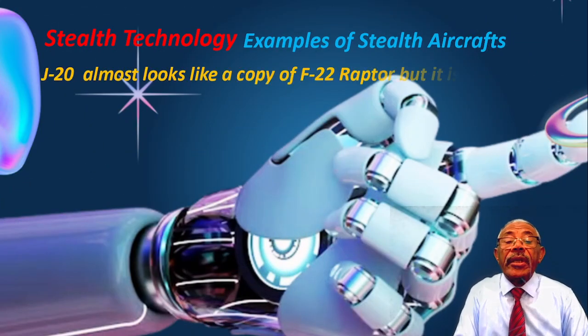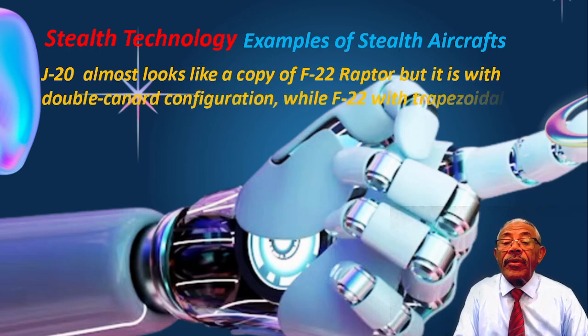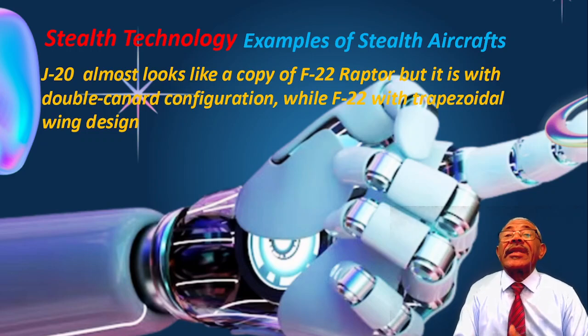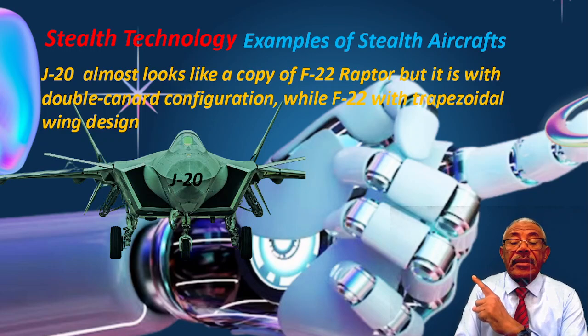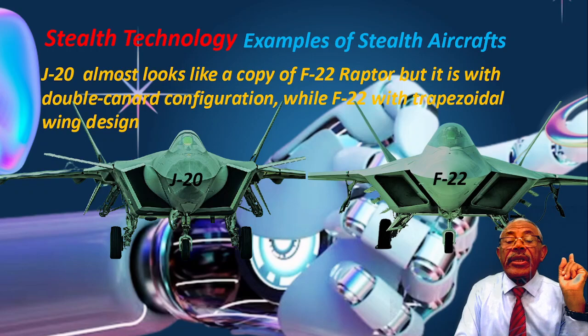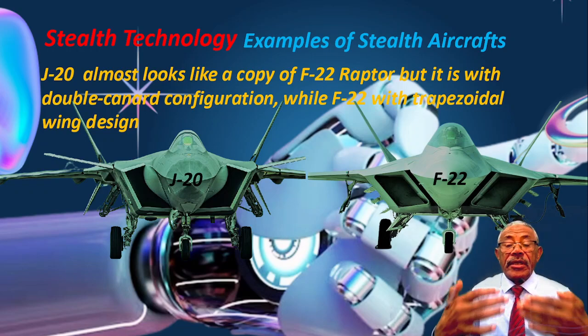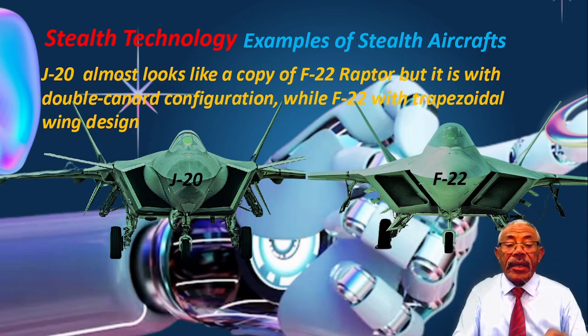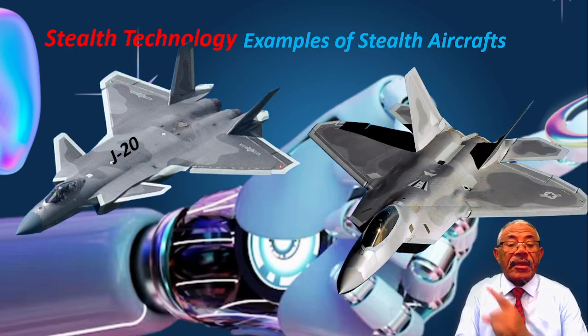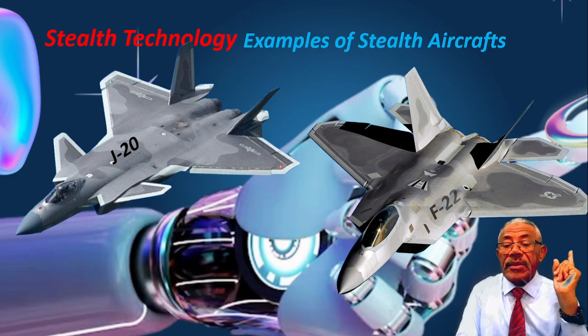The Chinese J-20 almost looks like a copy of the F-22 Raptor, but it has a double canard configuration, while the F-22 has a trapezoidal wing design. This is the Chinese J-20 and this is the USA F-22. From the front elevation they look alike, but they differ in configuration. This is the J-20 and this is the F-22.